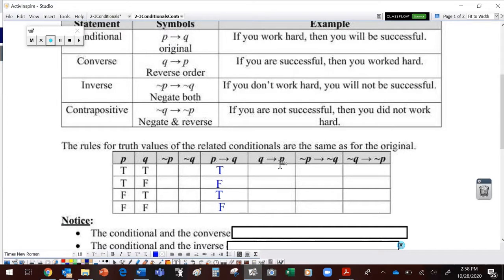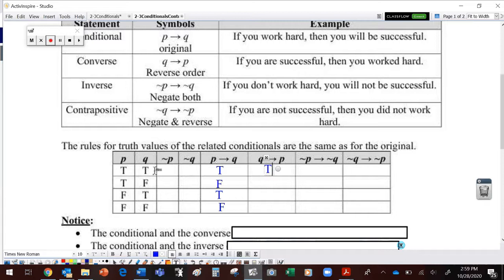Now for the next one, we flip the order around. We say if Q, then P. Well, it follows all the same rules. The only way that this conditional can be false is if the hypothesis is true and the conclusion is false. So we're going to look at these same two columns in the truth table, but we're going to flip the order. So first we look at Q, then we look at P. So I have if Q, then P. The hypothesis is true. The conclusion is also true. That means that the entire conditional is true.